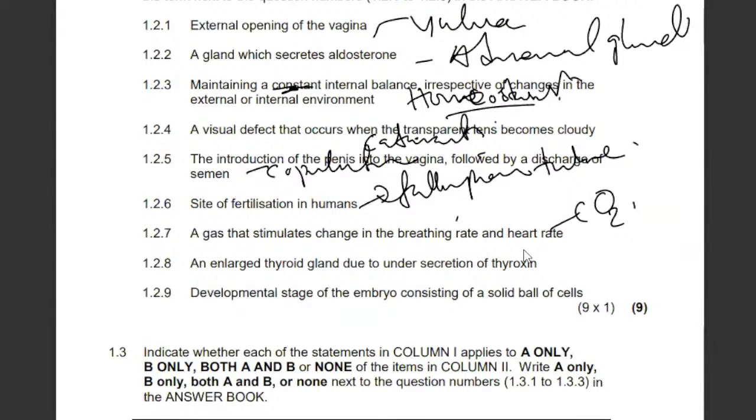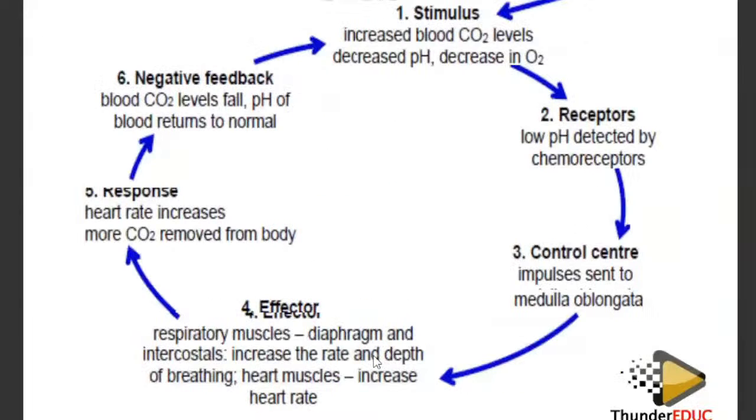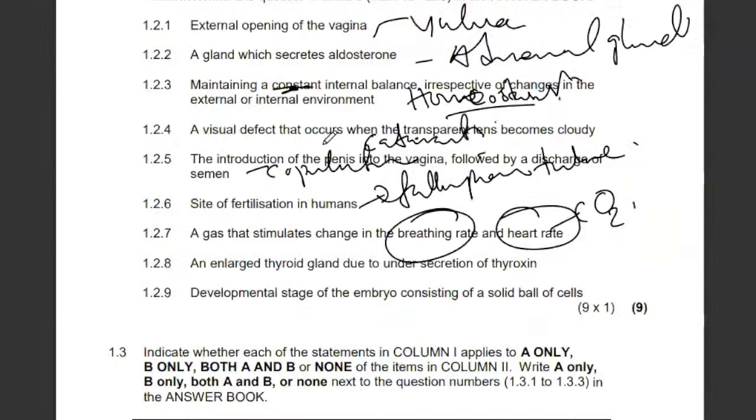You see the breathing, and then the heart rate. This is what they are saying here. There is increase in the diaphragm, check, yes, and then that's the rate of breathing, you see, and then the heart rate, you see. That's what they are. That's where they got the question from.